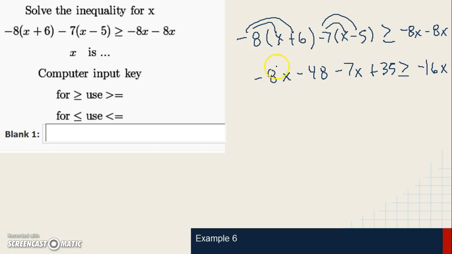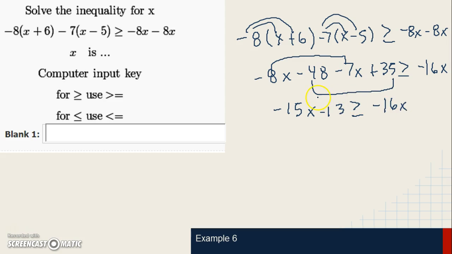So negative 8x and a negative 7x is a negative 15x, and a negative 48 and a positive 35 is negative 13. Negative 13 is greater than or equal to negative 16x. Now I've got to decide which is my variable side. Since negative 15 is bigger than negative 16, I'm going to make this my variable side. I'm going to make this my number side.